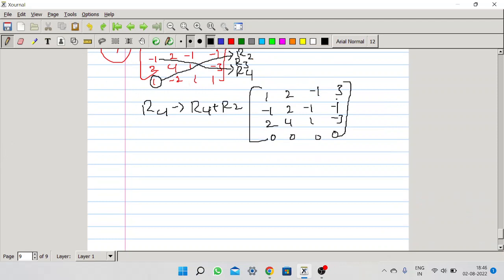So this is R1, R2, R3, R4. So I'm here doing R2. Sorry. Now we are making this element 2 as 0. So I'm using R2. I'm doing R3 plus 2R2, because the signs differ. So I'm just adding the rows and doing multiplication.